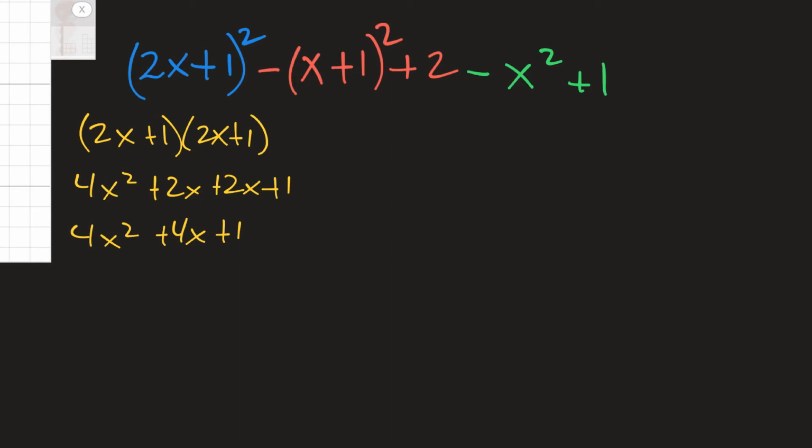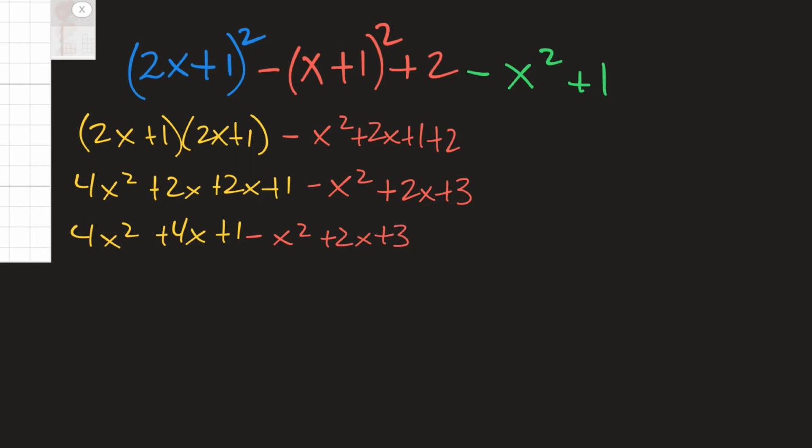Maybe I'll do this in red here to keep myself organized. And then this is minus x plus 1 squared. If I FOIL that, that's x squared plus 2x plus 1, plus 2. So that's minus x squared plus 2x plus 3. I'll just rewrite that: minus x squared plus 2x plus 3. Hopefully I'm getting this all right, but I know how to check my work. And then minus x squared plus 1.